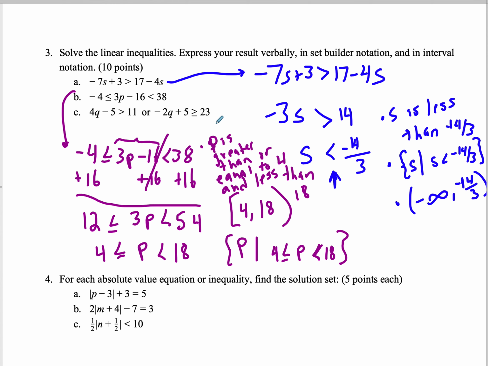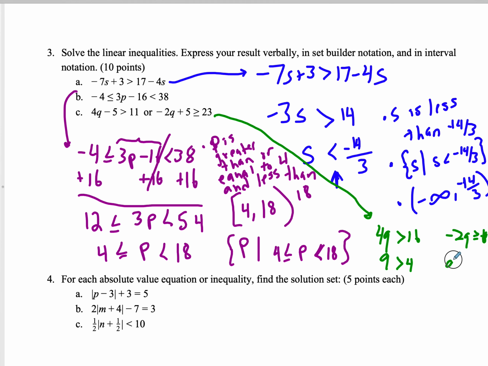All right, third one was the trickiest, and one of the things I did see is that somehow I think one of the pieces got lost. So remember, with an or inequality, if it starts with an or, there needs to be an or in the answer. That's really important. So here I'm going to isolate them individually. So the first thing I'm going to do is focus here, and that would be by adding 5. So 4q is greater than 16. So q is greater than 4. And then over here, I'm going to get negative 2q is greater than or equal to 18.